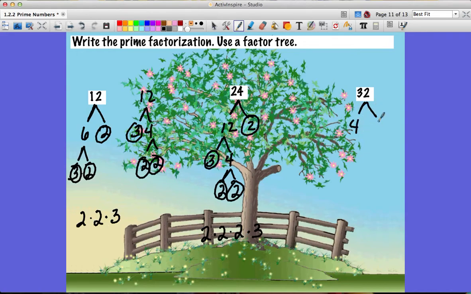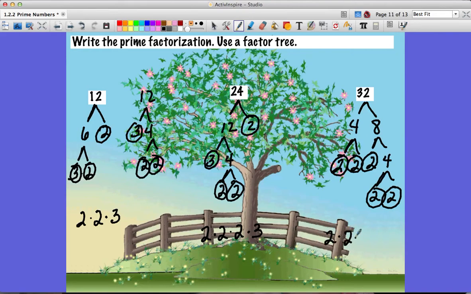32 I broke down into 4 times 8. 4 breaks down into 2 times 2. 8 breaks down into 2 times 4. Circle the other 2. I break that down again into 2 times 2. So in this case, the prime factorization was 2 times 2 times 2 times 2 times 2. And I count 1, 2, 3, 4, 5. So that is how I find the prime factorization using the tree method.